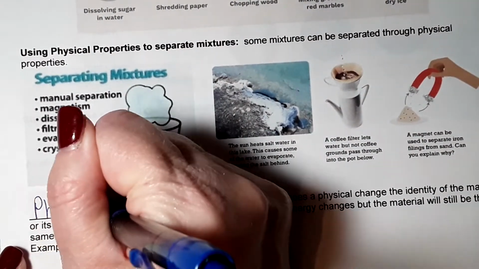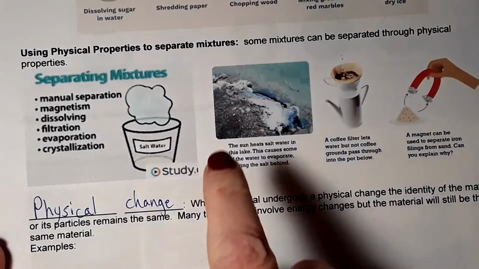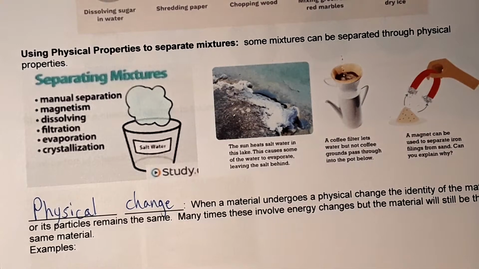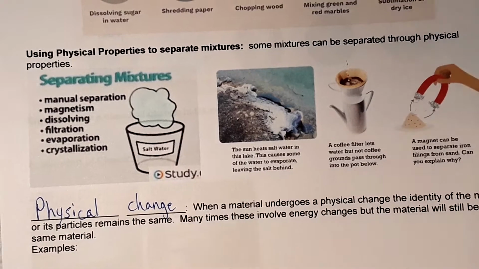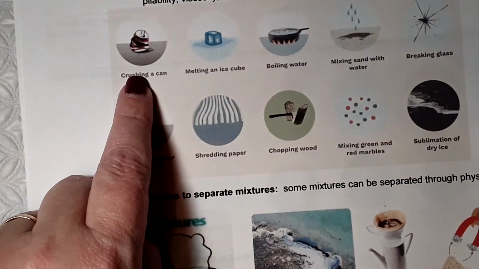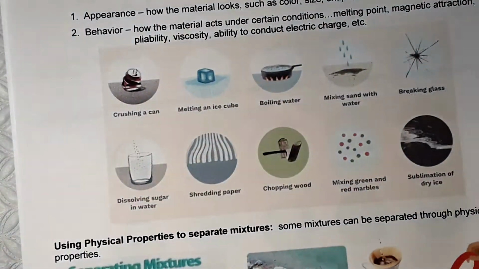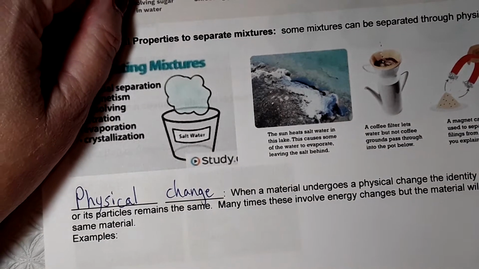If an object undergoes a physical change, that means you're changing one of those physical properties, but that doesn't mean you're changing the identity of the material. Like we said, you can crush the can, so it's undergone a physical change, but that doesn't make it a new substance. It's still a can. You've just changed the physical property of shape. All right, some other examples.